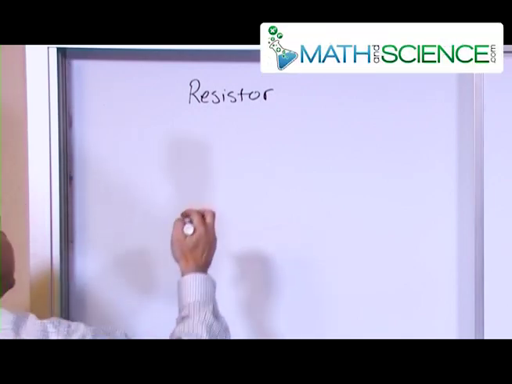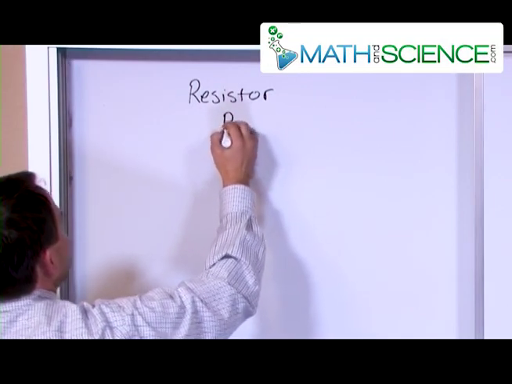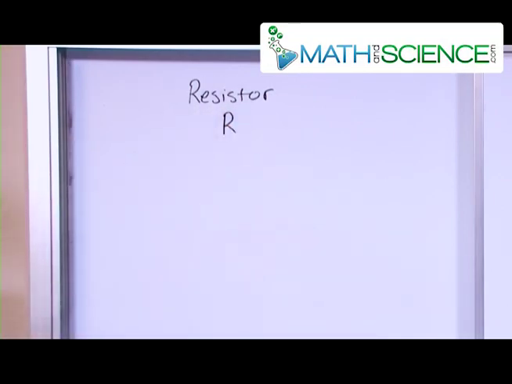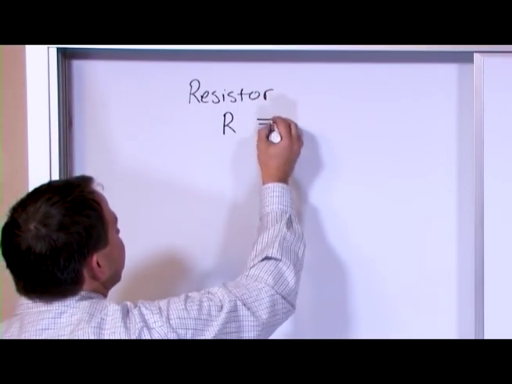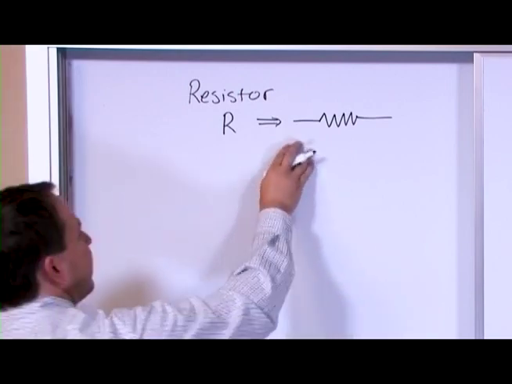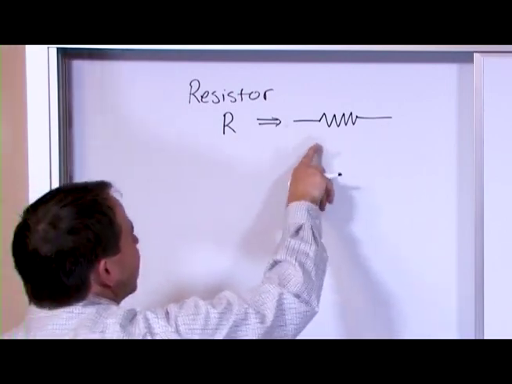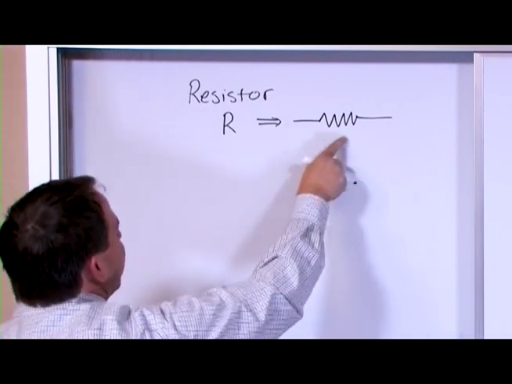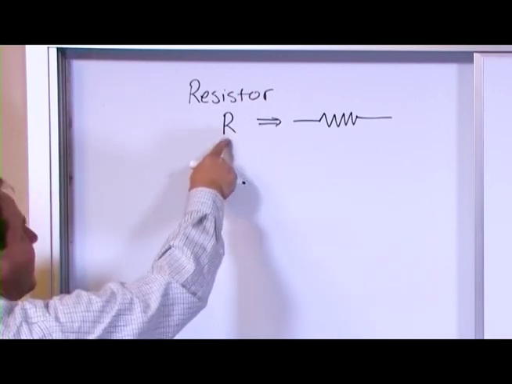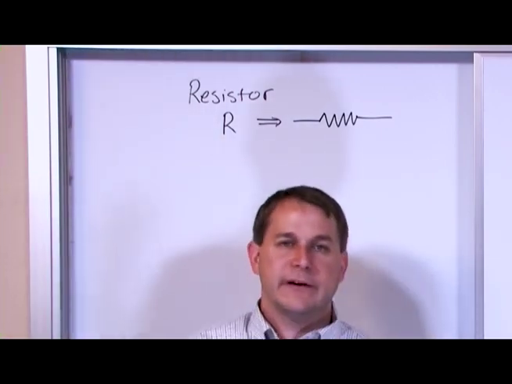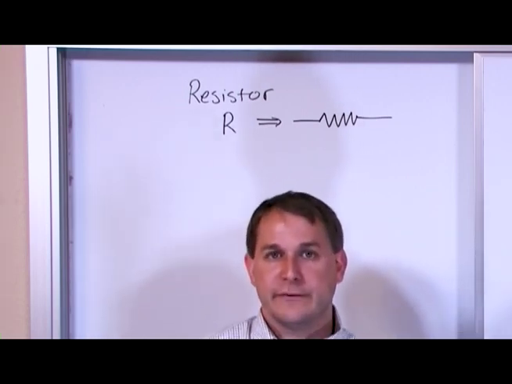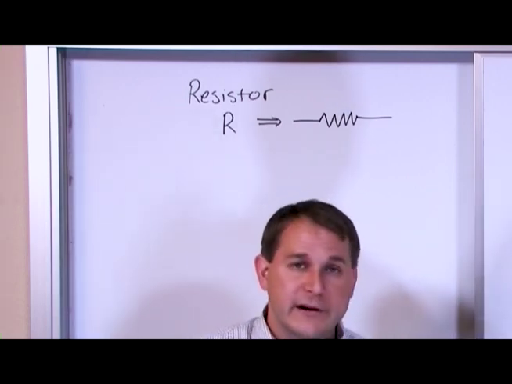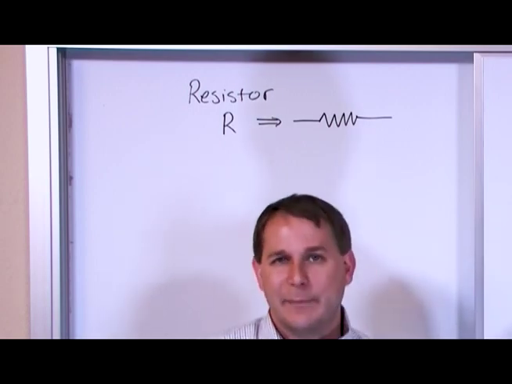And we typically use the letter R to designate that we're talking about a resistor. The electrical circuit symbol for a resistor is given right here, and it just sort of looks like a scrunched up wire. You can think of this resistor as something that's going to resist the flow of electrons through it. It's going to constrict it. It's going to try to stop it, so to speak.